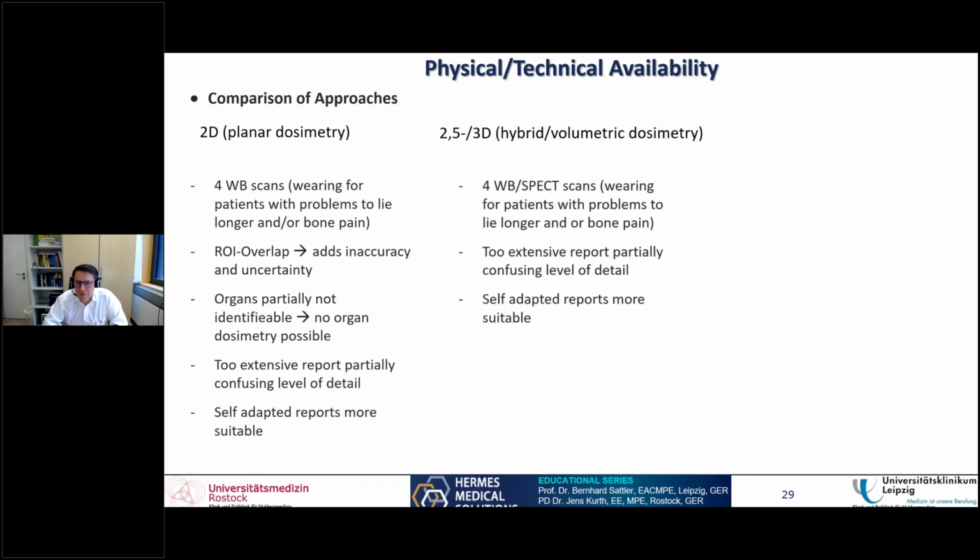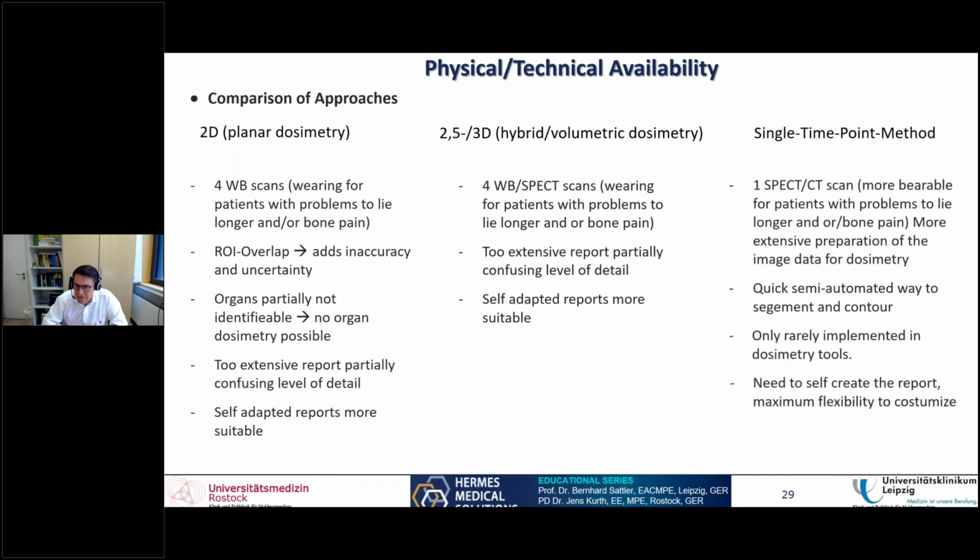And with a 2D or 3D hybrid volumetric dosimetry, we still have the problem that patients have to come to the camera more often. It's also there that the reports are very extensive, and we also self-adapted the reports. The single time point method should be the method of choice, and we are actually trying to go for it because that is more bearable for patients with problems to lie longer, but it needs a little more extensive preparation of the image data for dosimetry and a little more vigilance in actually carrying out the imaging. It is a quick semi-automated way to segment and contour, as you saw. It's only rarely implemented in dosimetry tools by now. Hermes is one who has it. And you also need to self-create your report and have by that a maximum flexibility to customize.